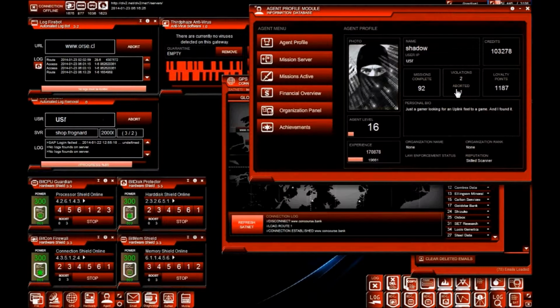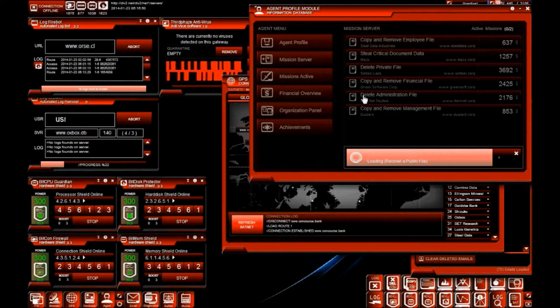So, here's my agent profile. You've got your username, which I blocked out, and my name, which I also blocked out half of. That's my money, your loyalty points, your violations and aborts. So if you violate stuff, you get in trouble. Anyway, going on, you can see where all this stuff is at: the bio, how many points you need to level up, and your current level.